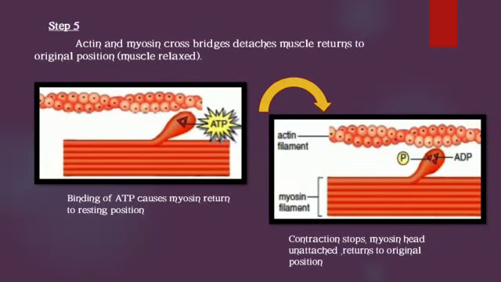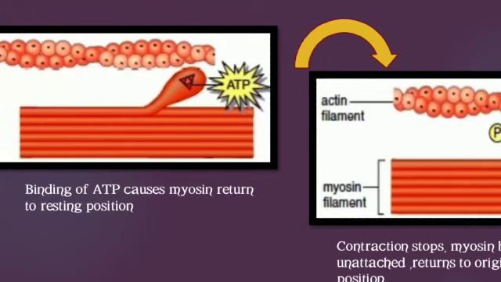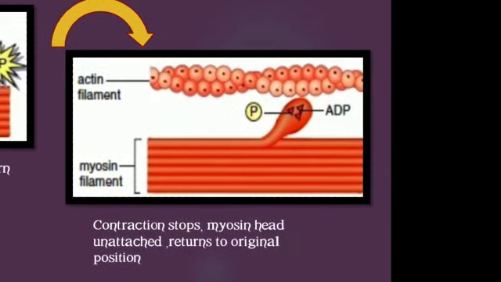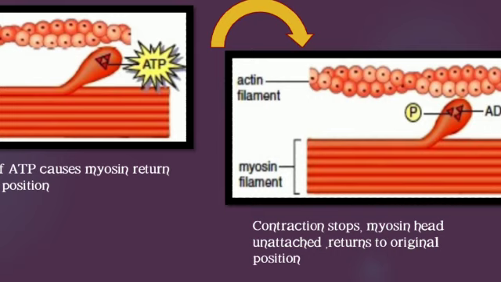Now the muscles contract, but the muscles have to come to their original position. For this, the cross bridge between actin and myosin has to detach. For this, when free ATP comes to the head of myosin, the binding of ATP causes myosin to return to its original position so that the contraction stops. The myosin head is detached and returns to its original position. Now the muscles come to their relaxed position.